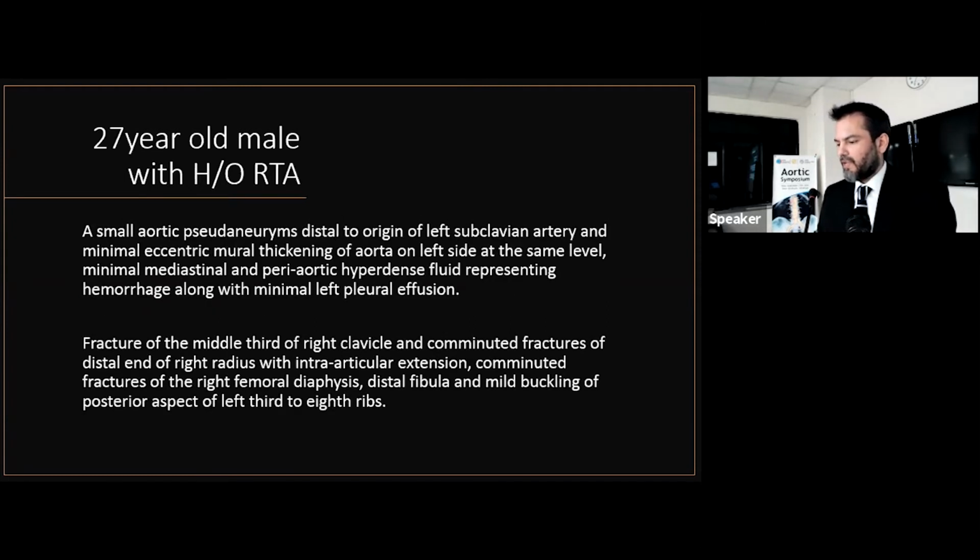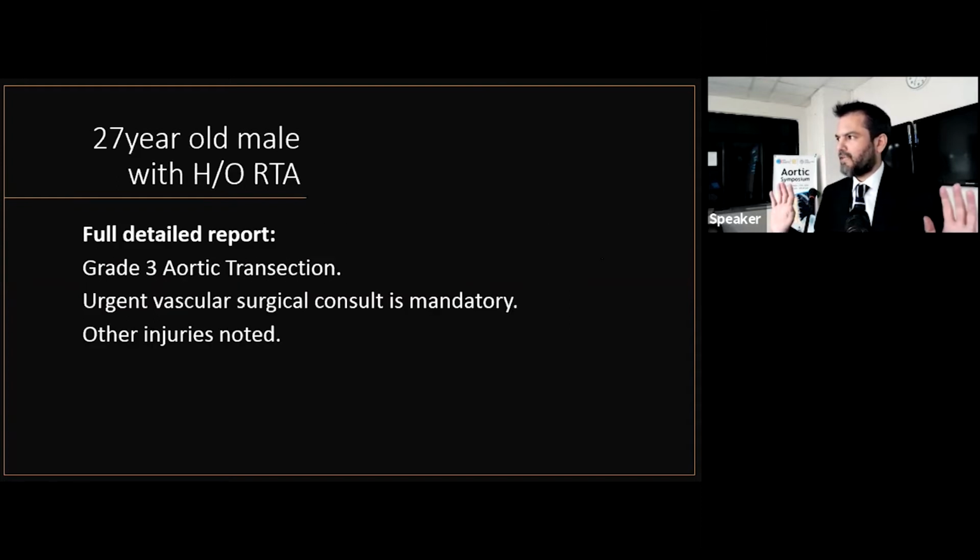Coming back to this, rather than putting a very detailed report in the middle of the night, if I was on call, this is how I would report the scan. This is my full detailed report: Grade 3 aortic transection, urgent vascular consult is mandatory, and that's Dr. Umar, and I can give you his mobile. He's not listening, so I'm sure he's fine with that. Other injuries noted. Basically, I don't care what's happening in the rest of the limbs and the body and everything else. I want this grade 3 aortic transection done tonight. And the rest of the scan can be looked at later, and I can attend the discrepancy meeting later for all the fractures I've missed.